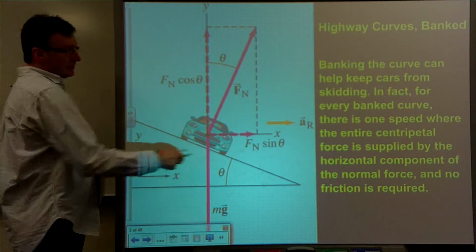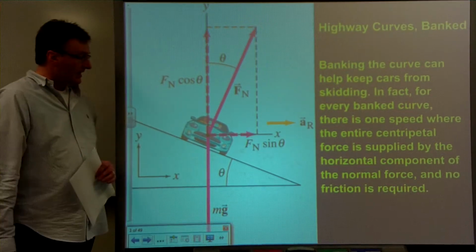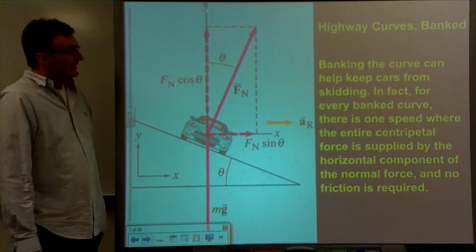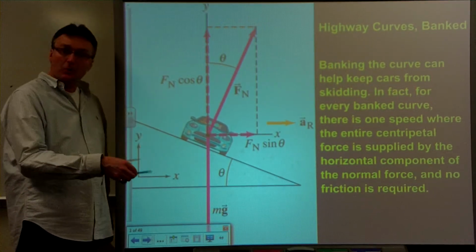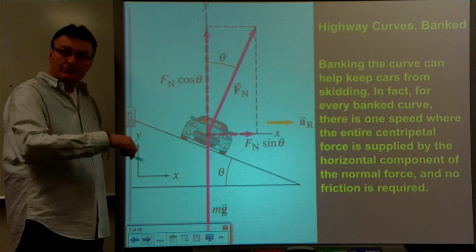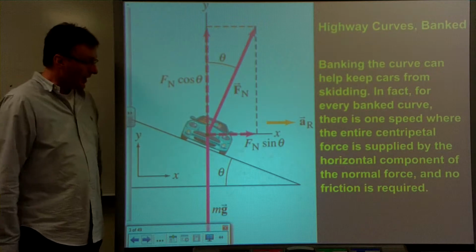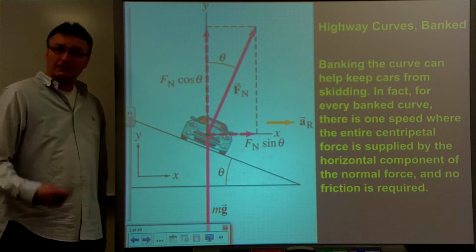And so this is the reason why they actually bank curves, especially on and off ramps, is that under icy conditions, the vehicle will not require very much friction in order to navigate the curve on an on ramp or an off ramp, provided the vehicle follows the posted speed.